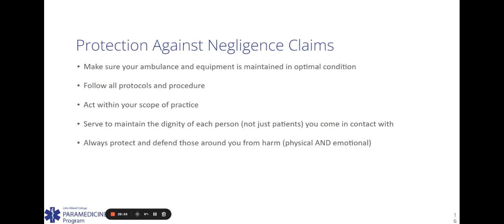First, ensure that your ambulance and equipment are maintained in optimal condition. This includes regular checks and maintenance to ensure that everything is in working order. Again, if you work for a service where somebody else does this for you, it does not matter. Check your own equipment. You are responsible. Follow all protocols and procedures to the best of your ability. This includes following the established procedures for responding to emergencies, patient care, and any other aspect of your work. Act within your scope of practice. This means that you should only perform procedures or provide care that you are trained and authorized to do. If you're unsure, seek guidance from your superiors, somebody with more experience, your supervisors.